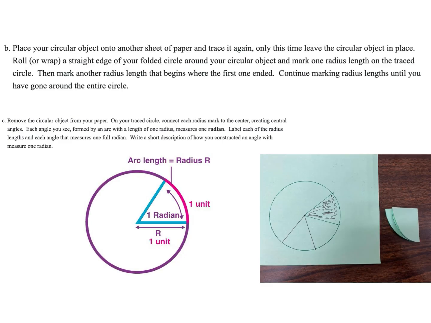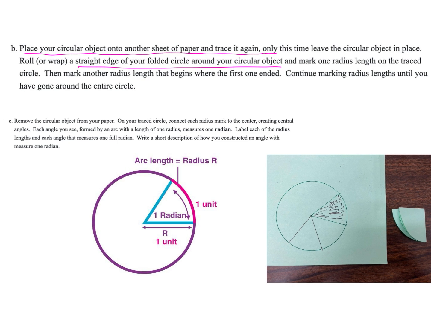Okay, so now we're at our second step. We're supposed to draw another circle, and then take the radius edge. So this edge here is a radius, and I'm going to wrap that around my circular object. So I took that radius and I wrapped it around this circular object right here. So this curve here now is the same. This is the radius. It's the same as that right there. So then to finish off, it said to continue marking them off until you've gone around the entire circle.